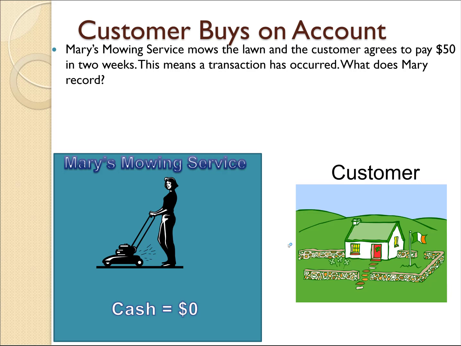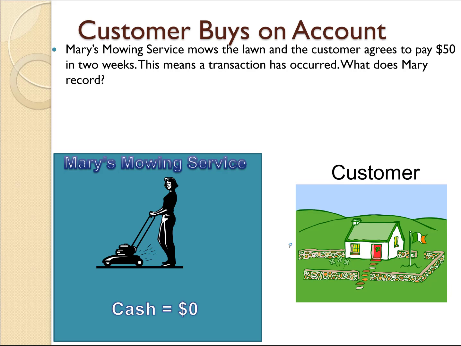This means a transaction has occurred. So what should Mary record? Now remember, every transaction has to affect 2 or more accounts. Why does it have to affect 2 or more accounts? Well, because the accounting equation must balance after each transaction. And the accounting equation cannot balance if you only affect 1 account.